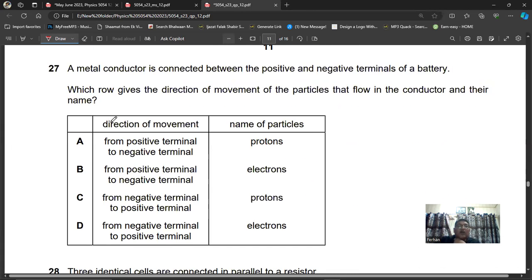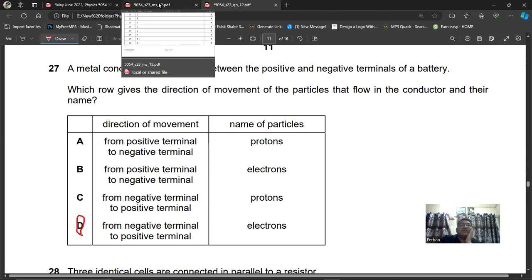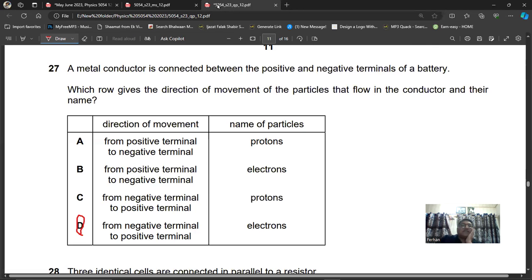Okay. So now we are on question number 27. He says a metal conductor is connected between the positive and negative terminals of a battery. Which row gives the direction of the movement of the particles that flow in the conductor and their name? In the conductors, the electrons are flowing and the electrons always move from the negative terminal of the battery to the positive terminal of the battery in a circuit. So from the negative terminal to the positive terminal, and they are electrons. So I think D is the right option. Question number 27, D is the right answer, sir.